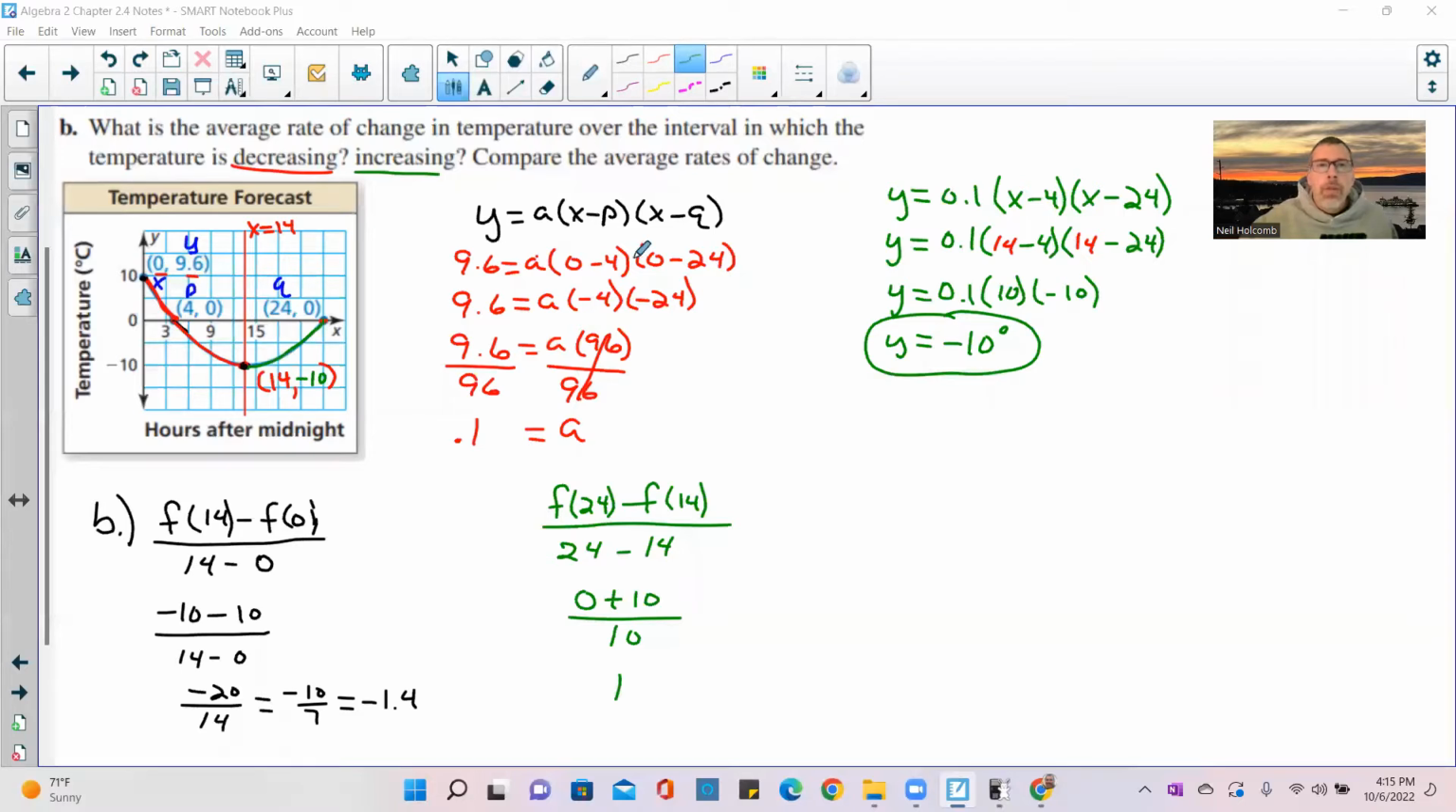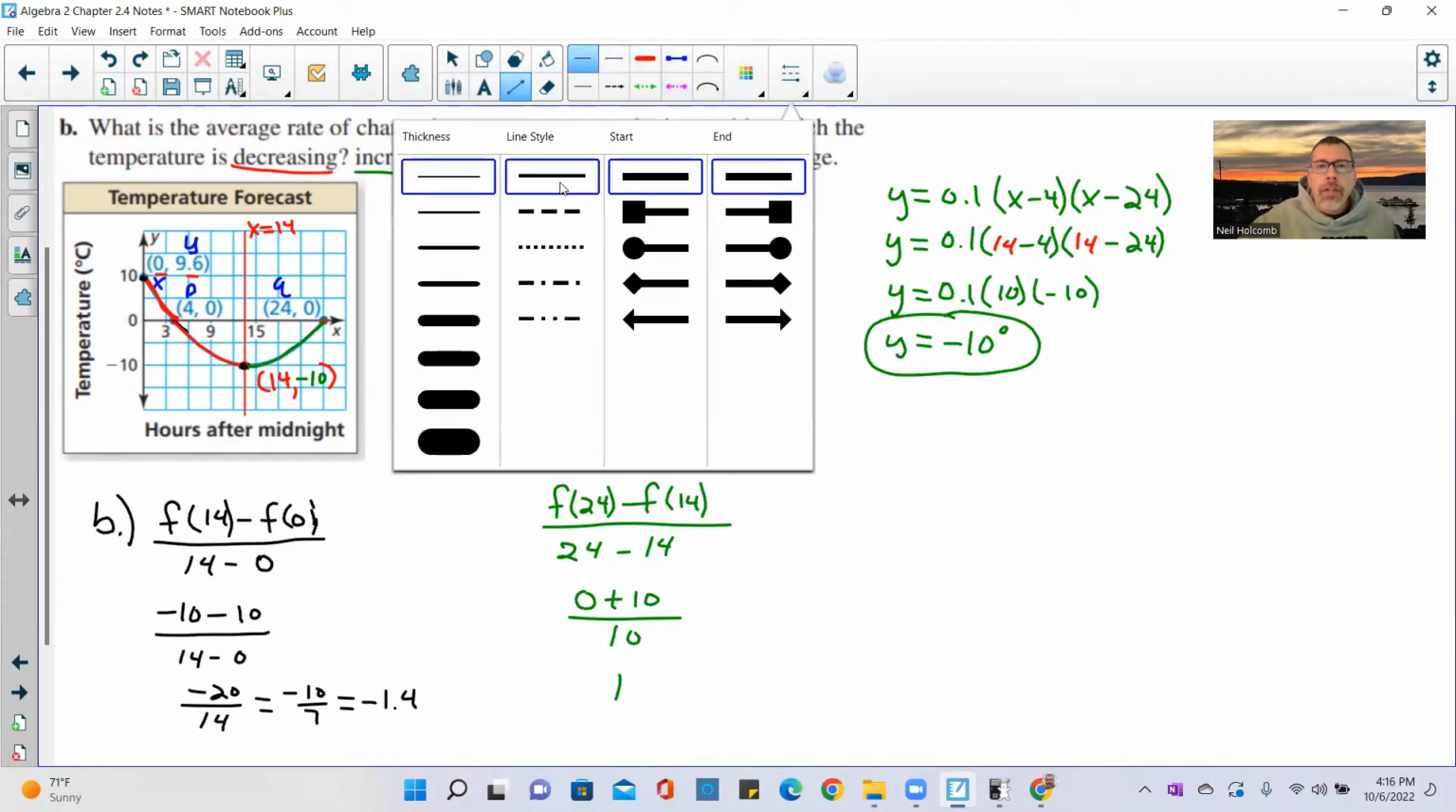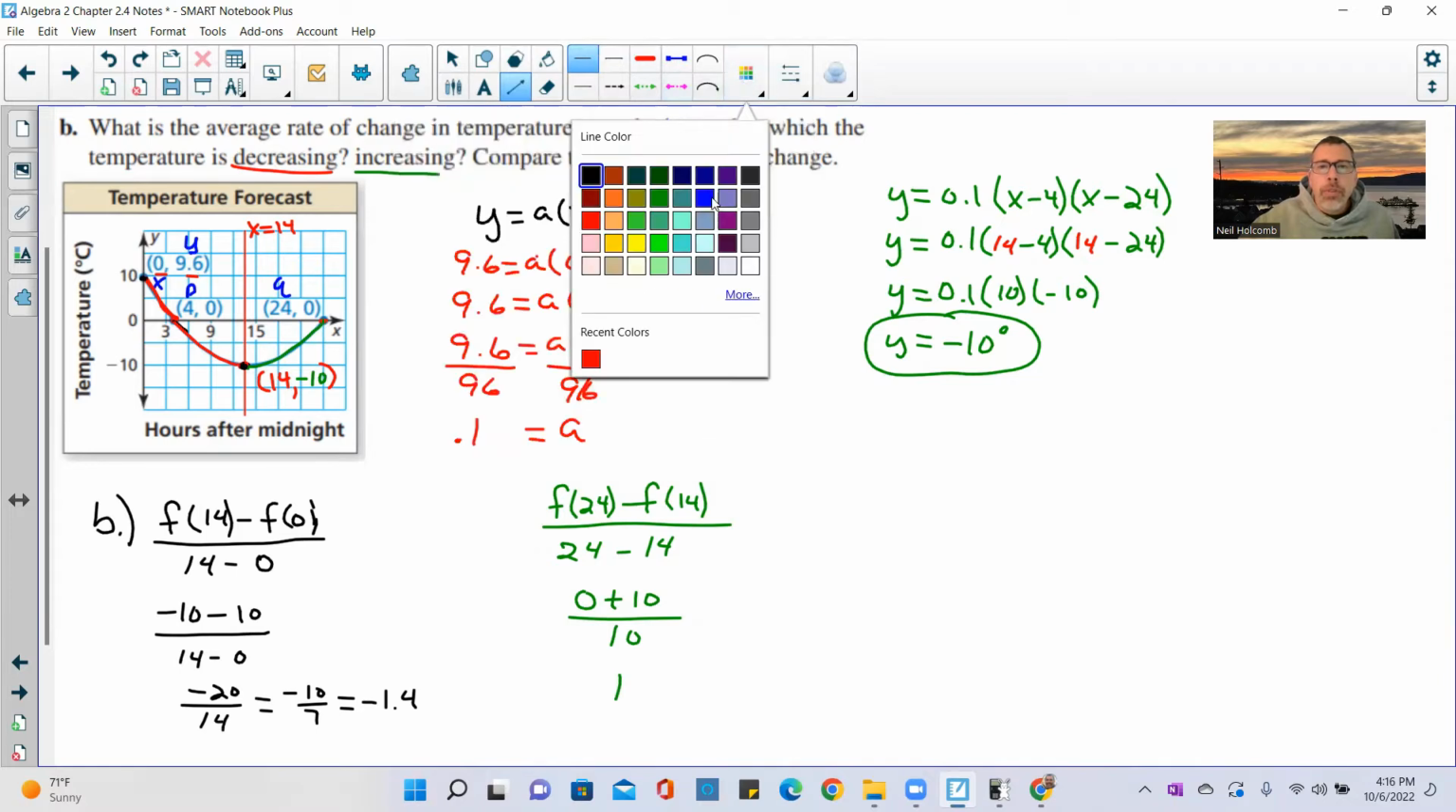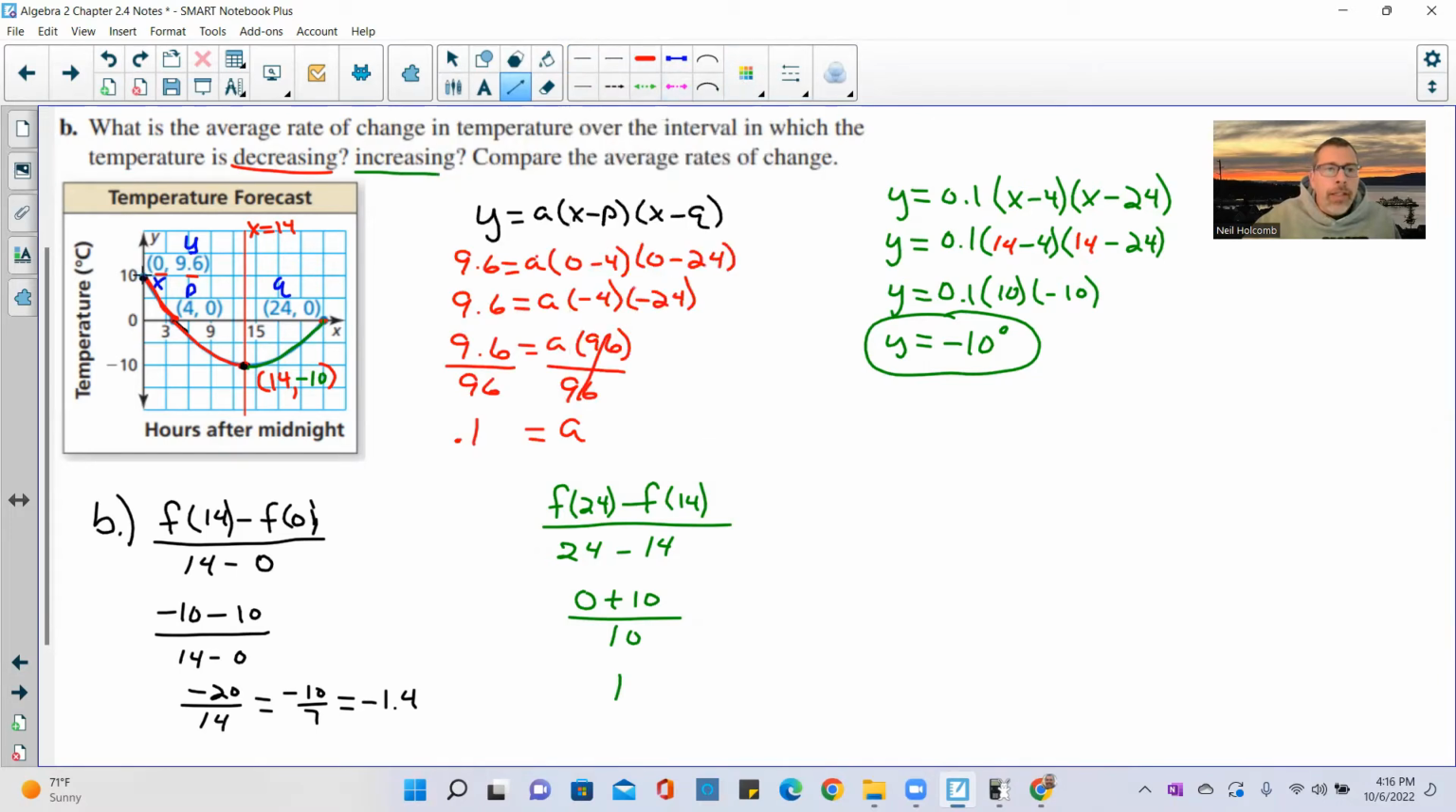One last thing I can do with this is I can now draw that average rate of change. I'll use blue. And so all that is a straight line from the starting point to there. So this has a slope of negative 1.4. And then this would be a linear function, if you will, going up here. The average rate of change from 14 to 24 has a slope of 1.